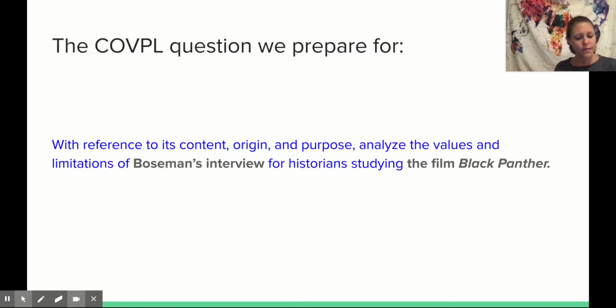And then let's look at, this is how IB will always ask this question of you. So the blue stem will always be the same, and it's just the grayed bolded part that will change. So with reference to its content, origin, and purpose, COP, right? Analyze the values and limitations of Boseman's interview for historians studying the film Black Panther. Okay, we're about to apply that. So you read his words. You try and think of a couple words per letter here for content, origin, purpose, value, and limitations. Pause me and just try it. Just bullet point it.